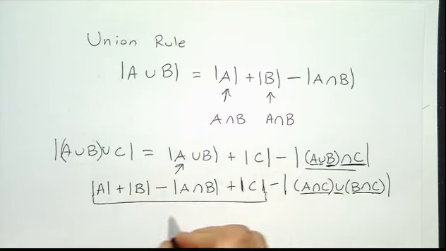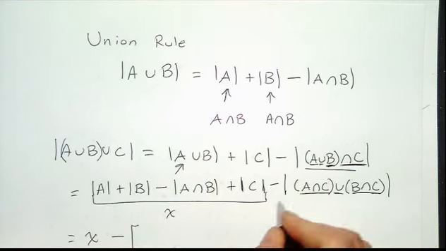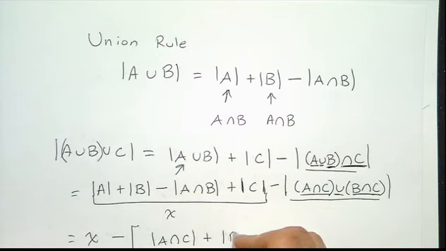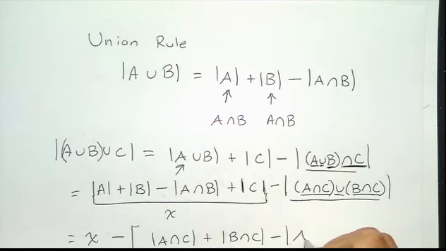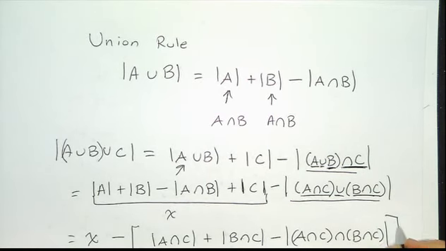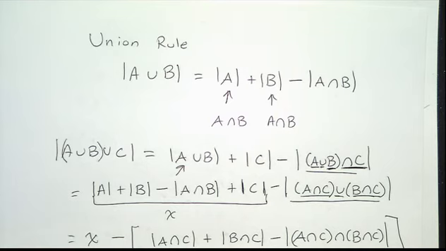So let's just call that X. So this is going to be X, and then we're going to subtract all the stuff that this is equal to. So it's going to be the size of A intersect C plus the size of B intersect C, and then we have to subtract the intersection of A intersect C intersected with B intersect C. So all of that was the size of our A intersect C union with B intersect C.